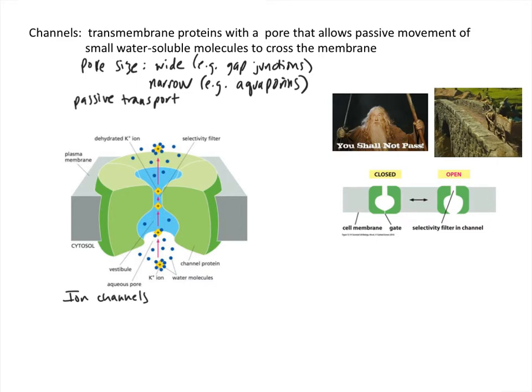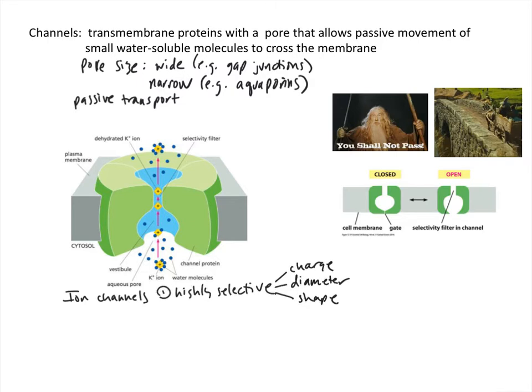There are two highly important features of ion channels. The first is that they are highly selective. And this is dependent on a few different things: charge, diameter of the pore, and finally the shape.